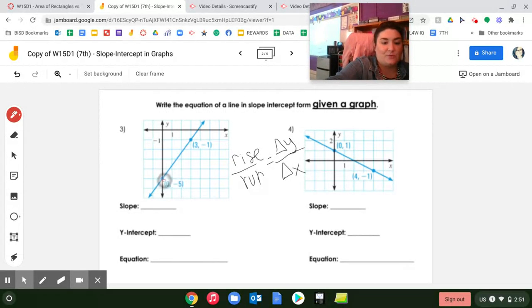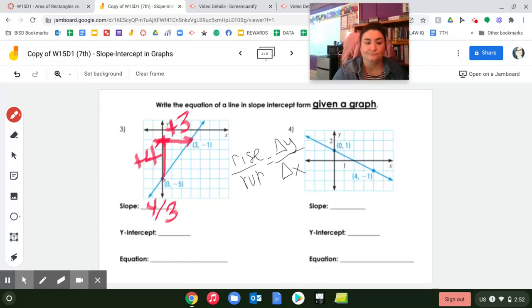So from this point, let me get a marker pen. If I want to rise, it will take me 4 points to rise up to be even with this point. It's going to take me 3 points to run over to get to that point. So my rise is plus 4. My run is plus 3. So my slope is 4 over 3.